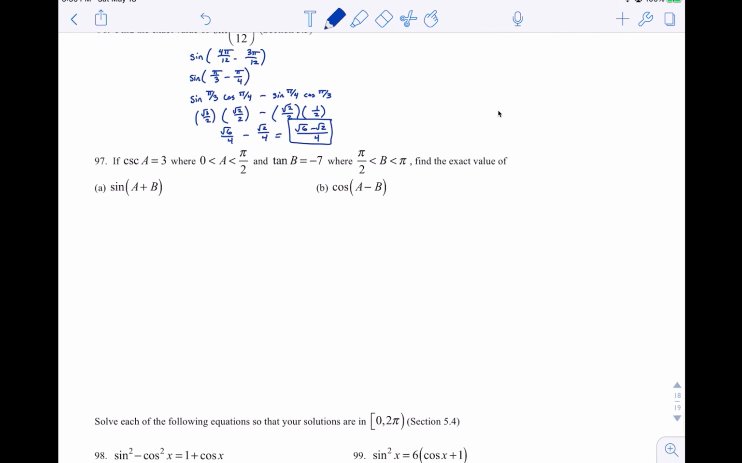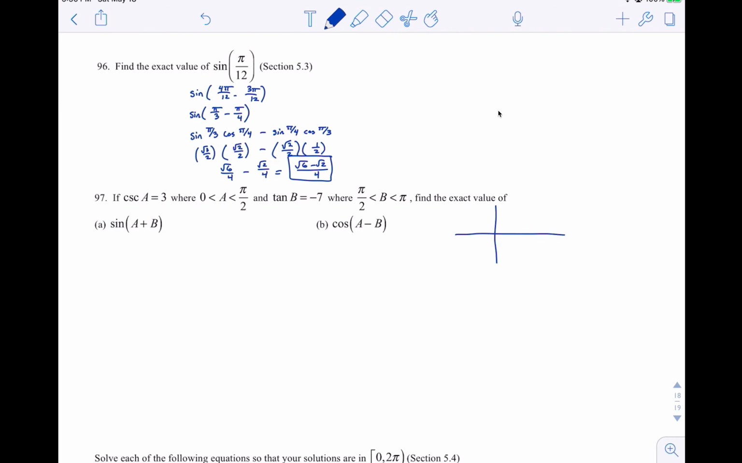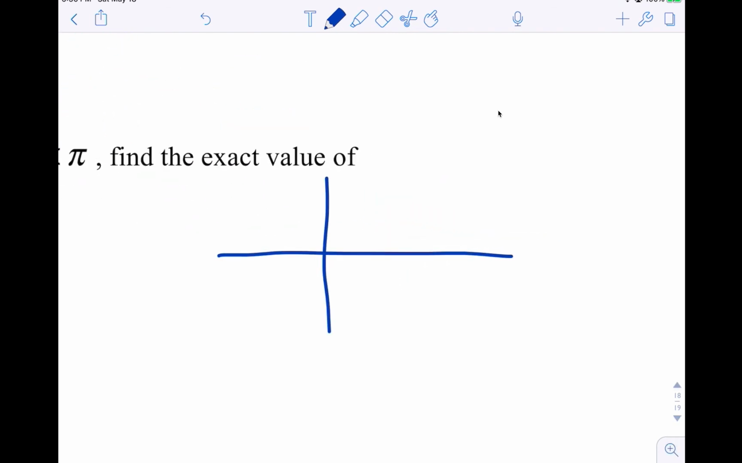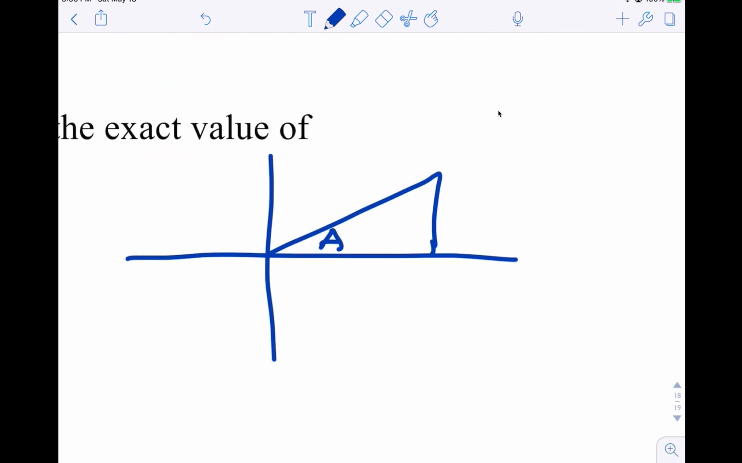Okay, so 97. Cosecant of A is 3, and tangent of B is -7. Find the exact value of the following. Okay, so what I'm going to do off to the side here is draw the triangles for the two. So A is between 0 and pi over 2, so that puts me here. Now it says cosecant is 3, right? So that tells me that sine would be 1 over 3, and that leaves me with 2 root 2 as the other value.